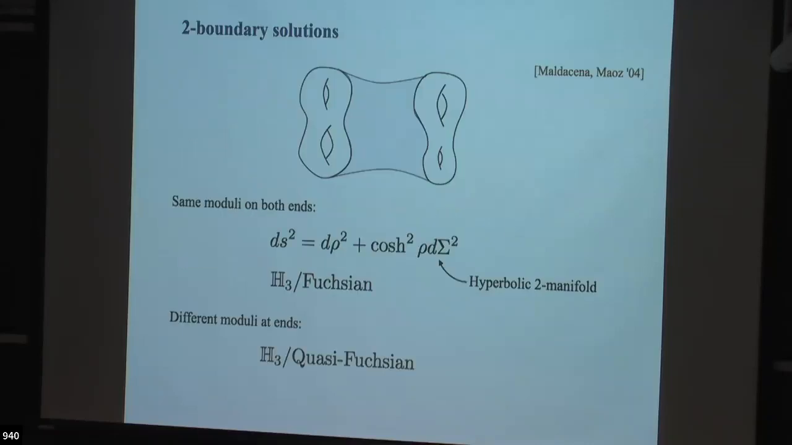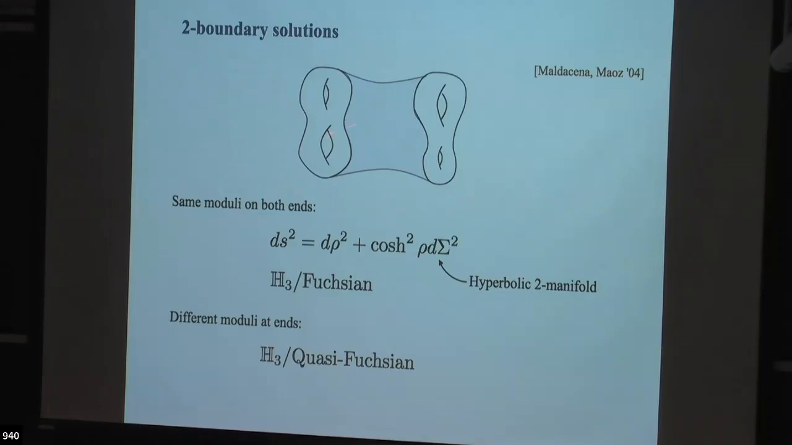So this has all the usual single boundary solutions that we like to talk about in AdS/CFT. It has black holes, etc. But it also has multi-boundary solutions. And an interesting class of two boundary solutions was studied by Maldacena and Maoz.